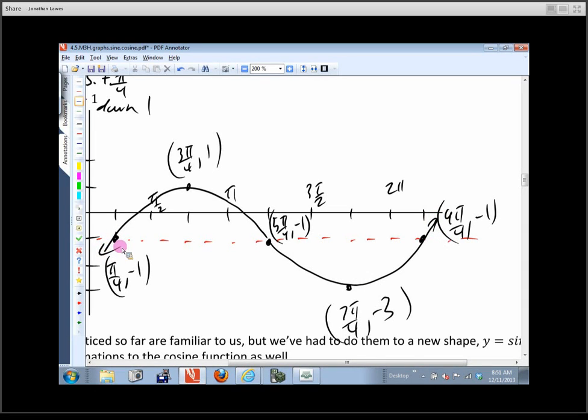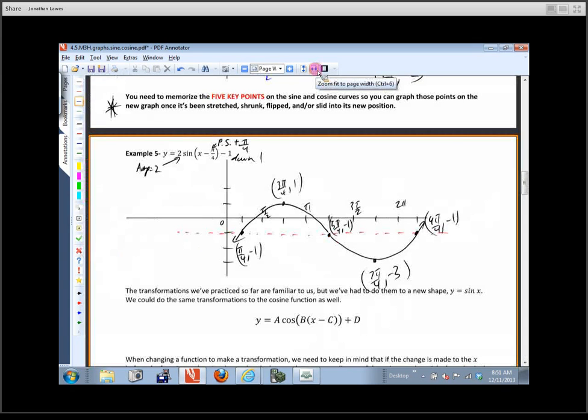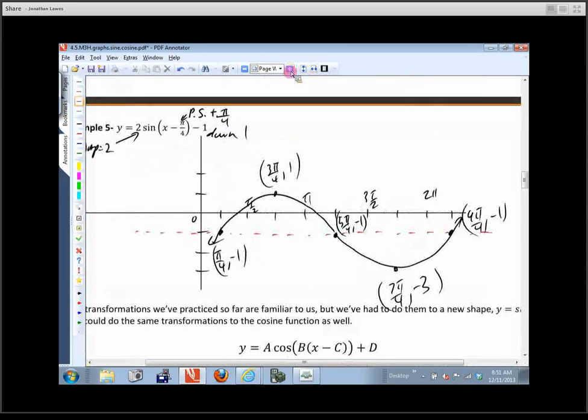Okay. Any questions? You don't have to write this down, but just watch. Here's what the original one would look like. Here are the 5 key points on the original one. Does that look like it's been vertically stretched, slid to the right, and then down one? Okay. All right.